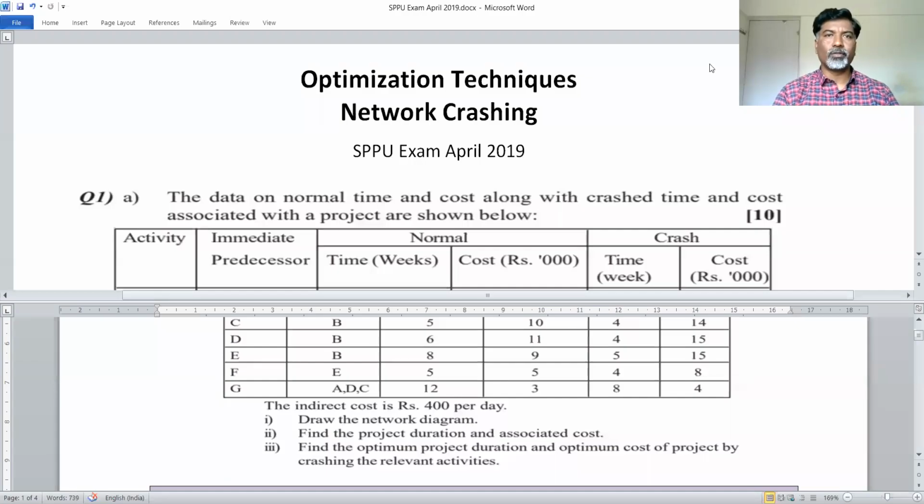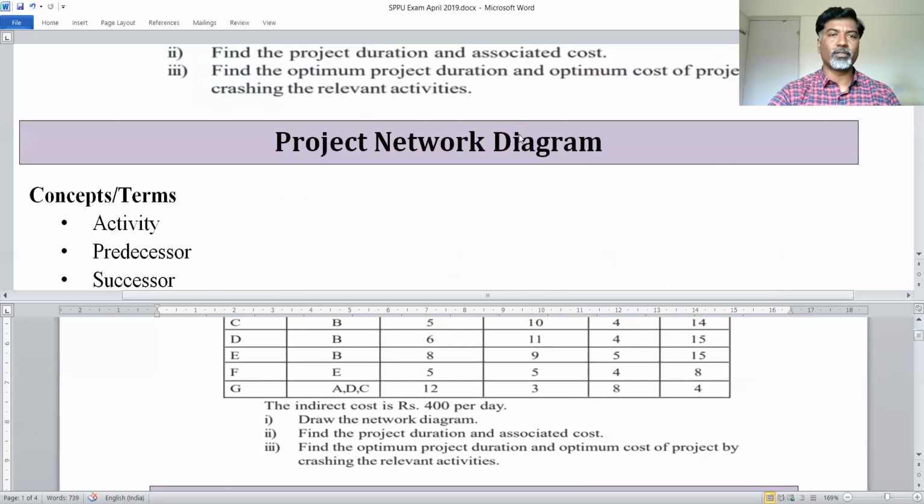Dear students, today we will discuss one basic concept from optimization techniques, that is network crashing. Before discussing what network crashing is, we see some basic concepts: what is a network, what is a project, and all those things. In a project network diagram, two terms are very important. The first one is a project, the second one is a network.